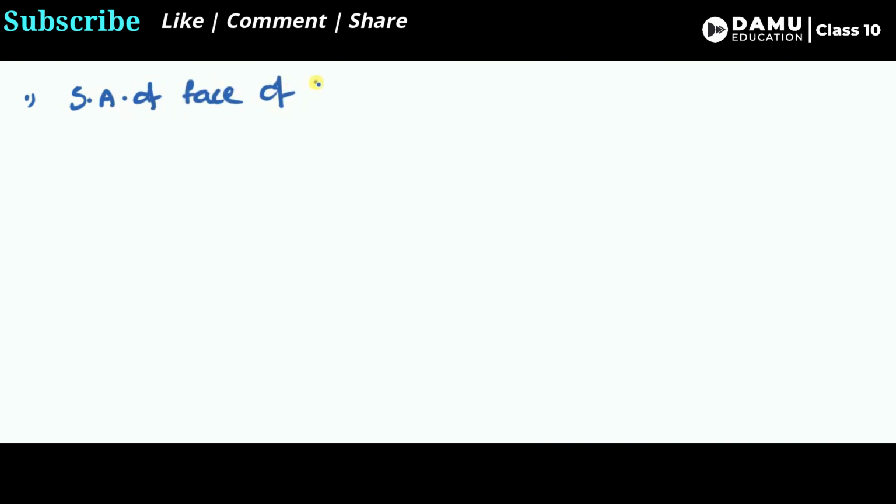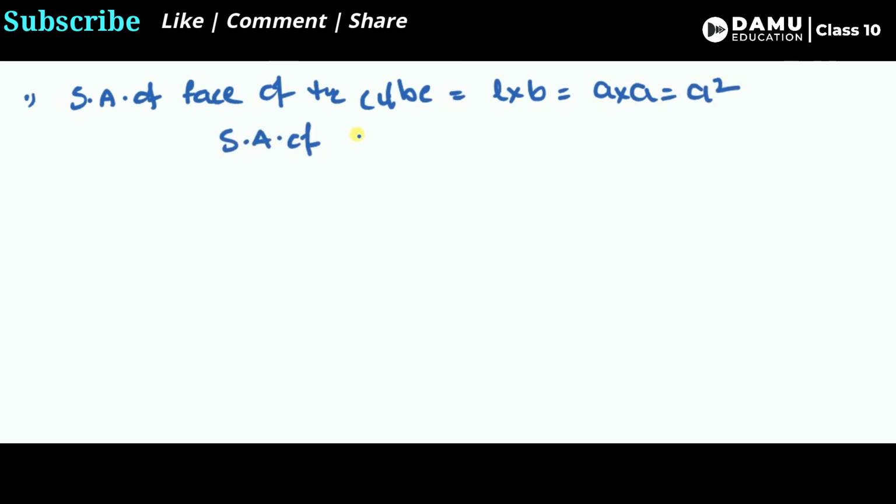The face of the cube will be equal to length into breadth. All are equal, so a into a, that will be equal to a square. Then the surface area of the 5 faces other than the top is 5 into a square, that is 5a square. So the first one we have calculated.